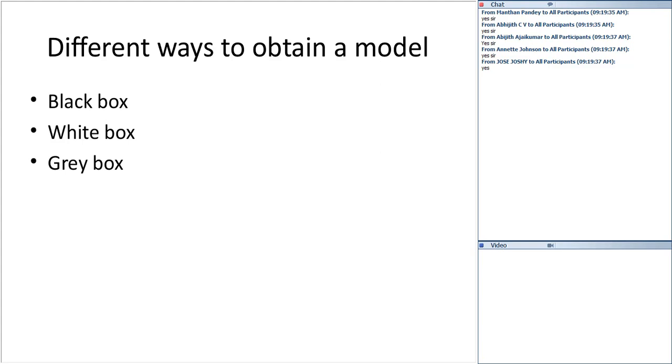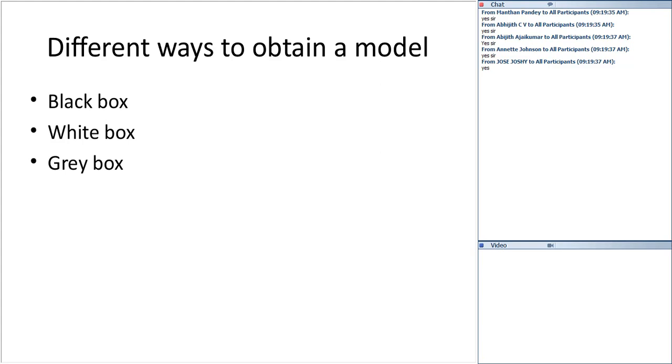It is also called experimental modeling. Since you don't know what is inside the system, what components are there, the only access you have is that you apply inputs and observe outputs. From that you fit a model, or obtain a model. That is why the term black box has come into the picture.